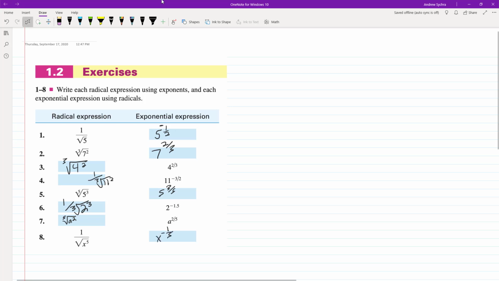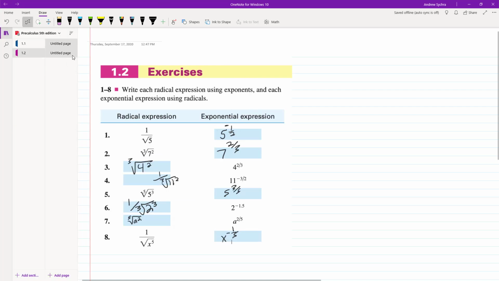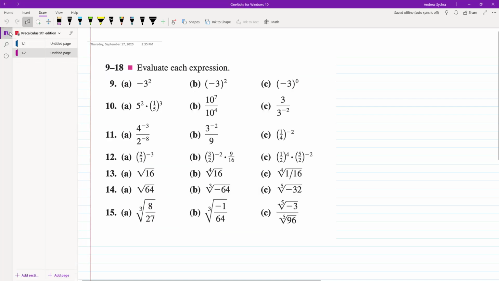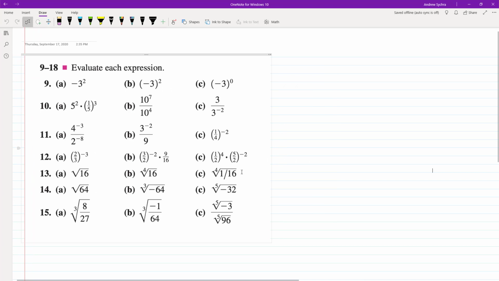All right, so we're ready for the next section. So evaluate each expression. This is equal to negative 9. You evaluate the exponent first, the negative is on the outside of the 3. This is equal to 9, and this is equal to 1. Anything raised to 0 is 1.